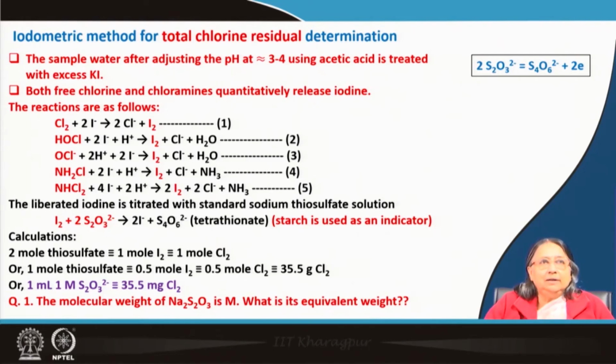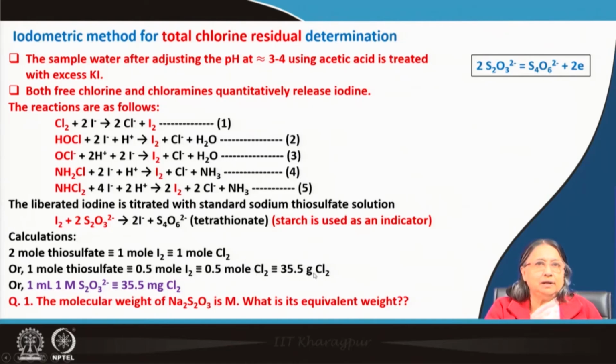Okay. So, in the calculation we can see here that 2 moles of thiosulfate are equivalent to 1 mole of iodine. You can see the balanced equation. 1 mole of iodine is equivalent to 1 mole of chlorine. Here you see 1 mole of iodine is coming from 1 mole of chlorine. So, this is the beginning of the calculation. After that we can write that 1 mole of thiosulfate is equivalent to 0.5 mole of iodine, 0.5 mole of chlorine.